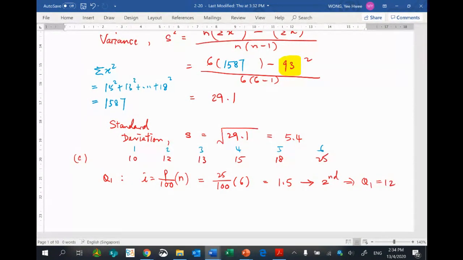Second position is 12. Then you have Q3 here. The i will be the same, P over 100 times n, the same formula used for all. There will be 75 over 100, then you times 6, and you get 4.5. Not a round number, what should you do? Round up to the next round number, the fifth number. What's the fifth number? Q3 is 18.